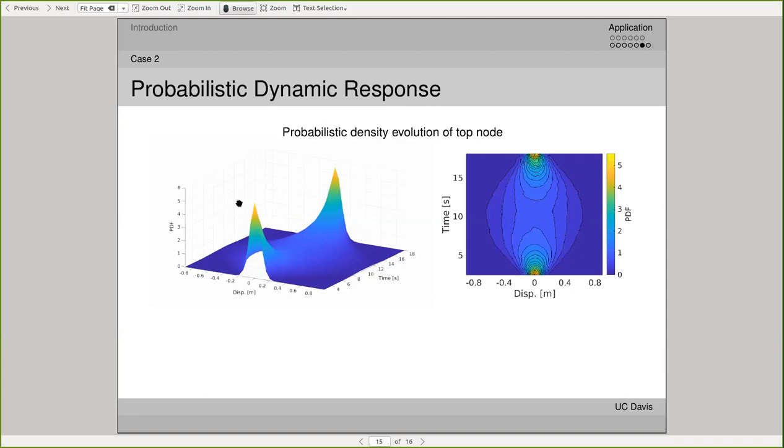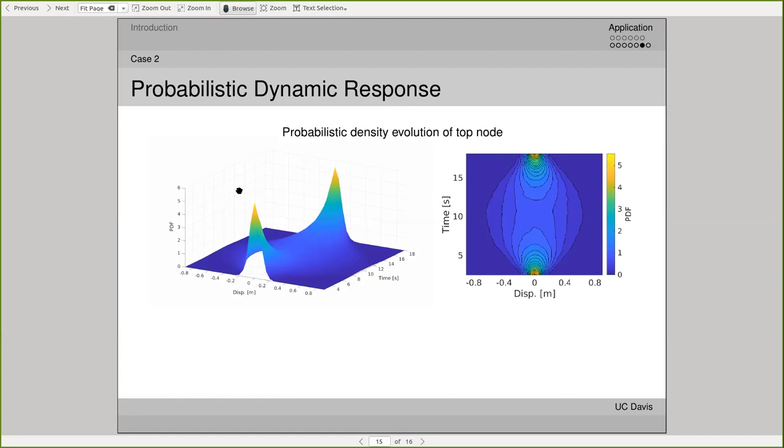So here I'm showing the PDF evolution along with the time. Initially, because everything starts from the deterministic, the PDF is going to be a delta function. So we couldn't show that. Here we already cut that off, and we start to show the evolution from 2 seconds.